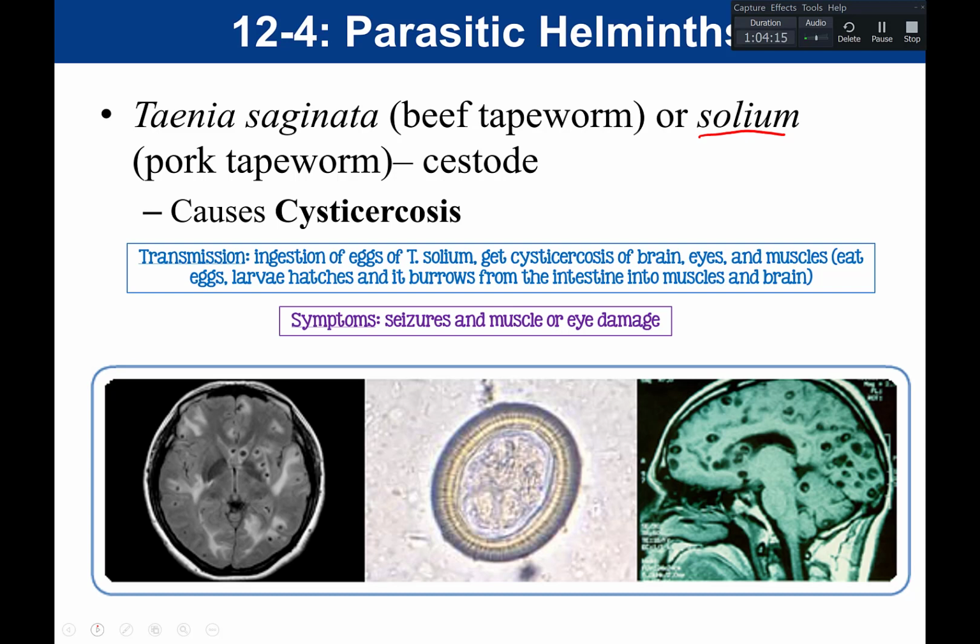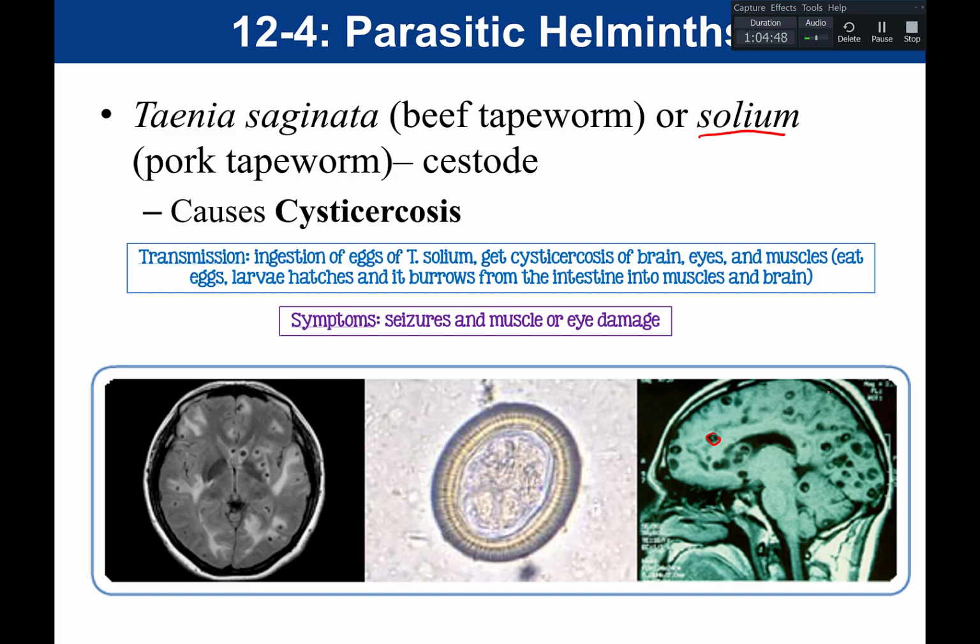And so the symptoms for cysticercosis are going to be seizures, muscle or eye damage. In many cases, they might actually mimic the similar type symptoms that you would see if the patient had a brain tumor. And so what you're looking at in the bottom, these are some brain scans. And these little pockets here, these little black holes, those are all little pockets where the cysticerci, the larval stage of the worm, is developing in the brain.